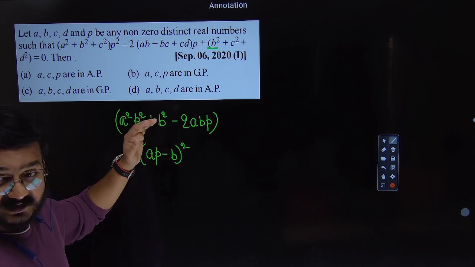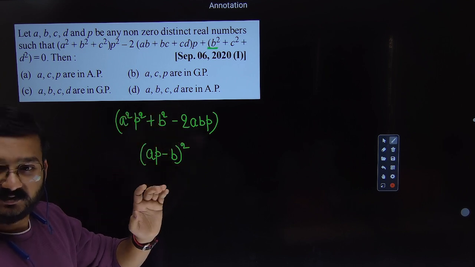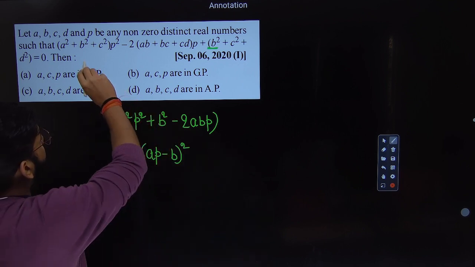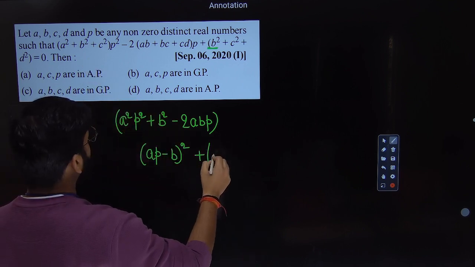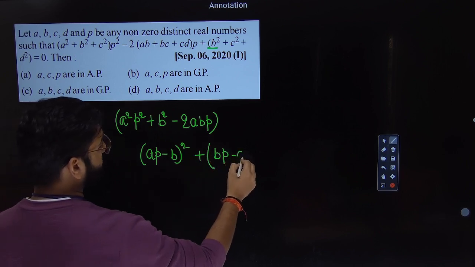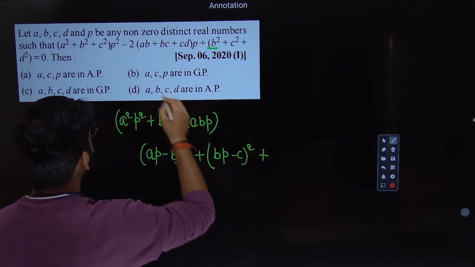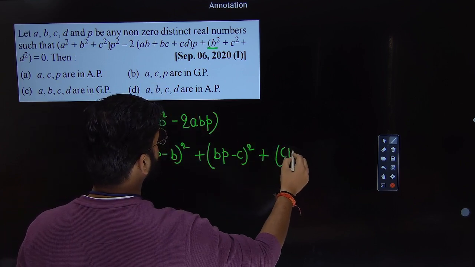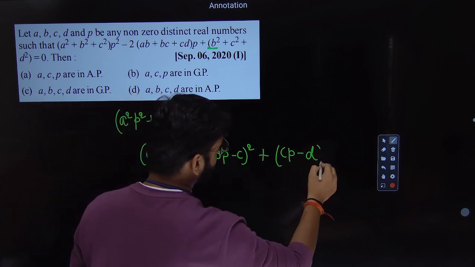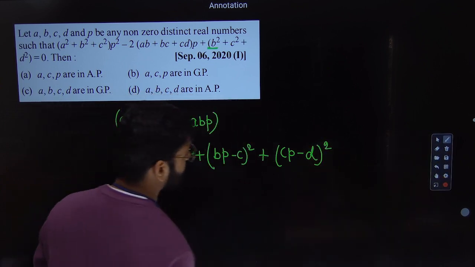Okay? Don't just see and think, "Arey yaar, how easy." It is not easy. When you start solving, then you feel what the problem is. Practice. Similarly, which whole square? Directly (BP minus C) whole square. Excellent. Then (CP minus D) whole square. Excellent. I can see most of you answering.